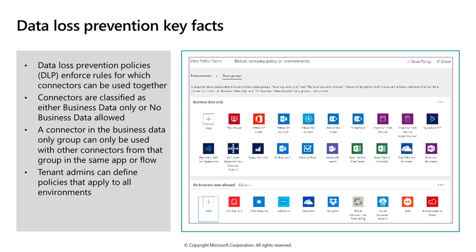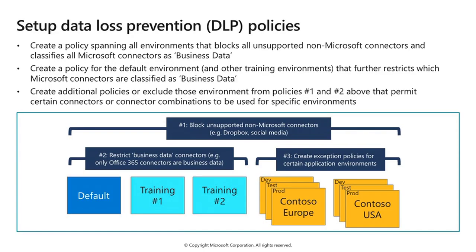So they will be able to browse the different connectors, even custom connectors, and they will be able to associate these different connectors to business data or non-business data allowed. So you will be able to organize the different connectors. So how does the data loss prevention work? You have to create a policy spanning all environments that blocks all unsupported non-Microsoft custom connectors and classifies all Microsoft connectors as business data.